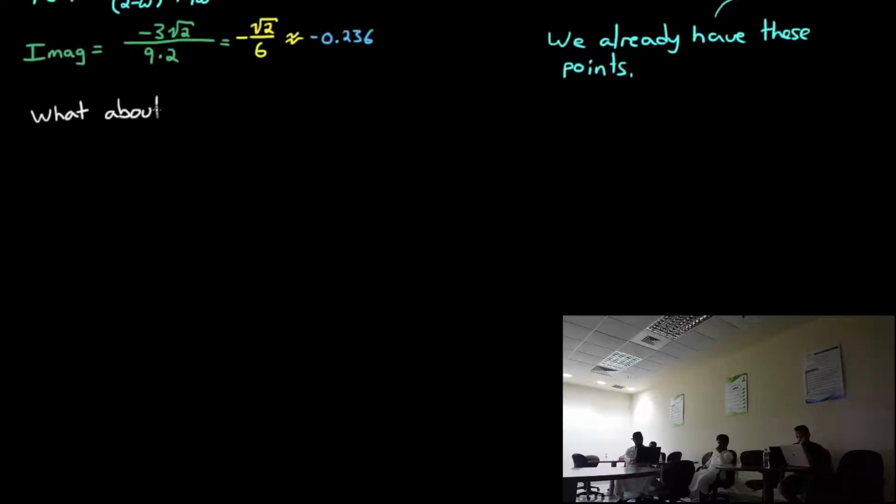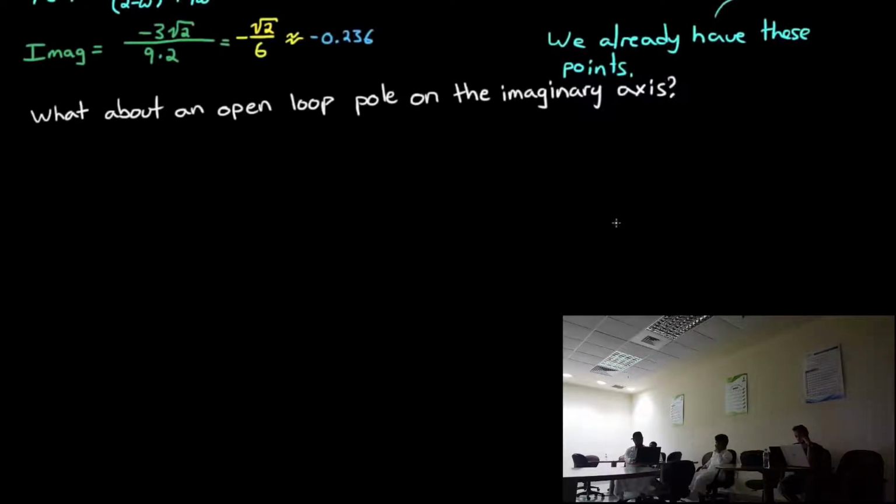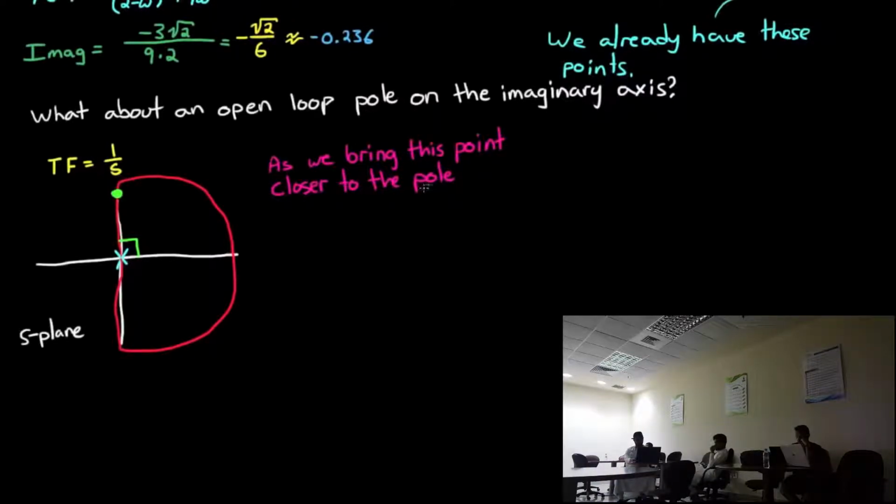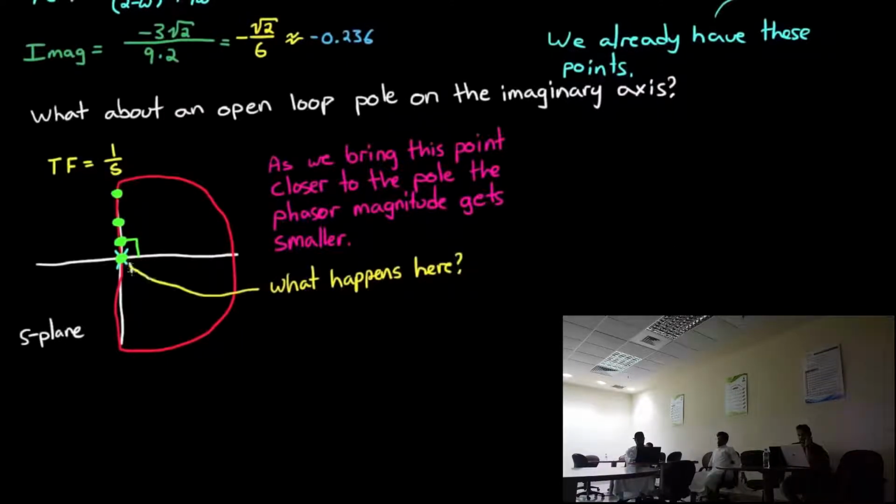So now the question becomes, what happens if you have an open loop pole on the imaginary axis? Well, let's start with a single pole at the origin, 1 over s. I'll draw the Nyquist contour and pick a point to analyze somewhere up here, and we're going to do a thought experiment. What if we bring this point on our contour closer and closer to the pole? What happens? Well, the phase stays the same at 90 degrees, but the magnitude of the phasor gets smaller and smaller. And since we're dividing by a smaller and smaller number, the magnitude in the w-plane tends towards infinity.